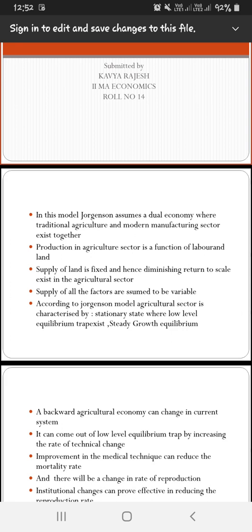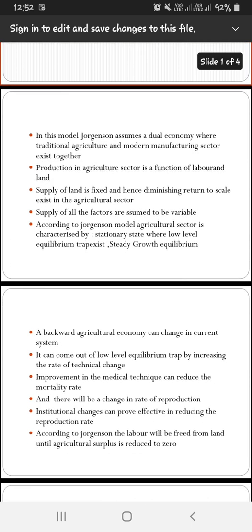According to Jorgenson, the agriculture sector is characterized either by a stationary state, where a low level equilibrium trap exists, in which food output per head is constant and at a low level, and the food supply and population are growing at the same positive rate. The steady growth equilibrium is the second one, where the food output per head is increasing more rapidly than the population, which is increasing at the minimum psychological rate. This is the necessary condition for steady growth equilibrium.